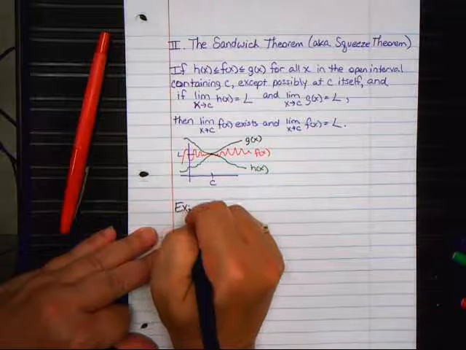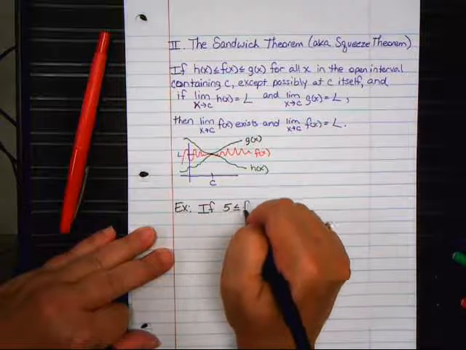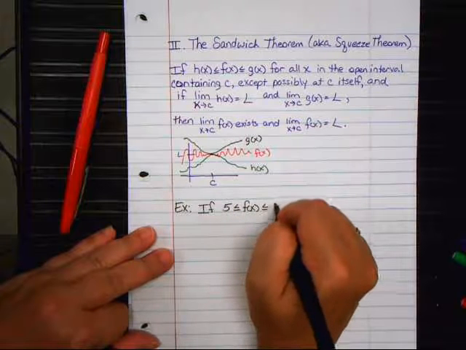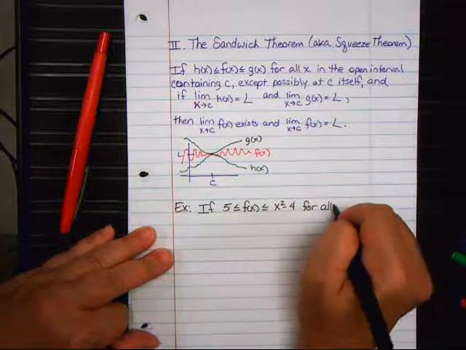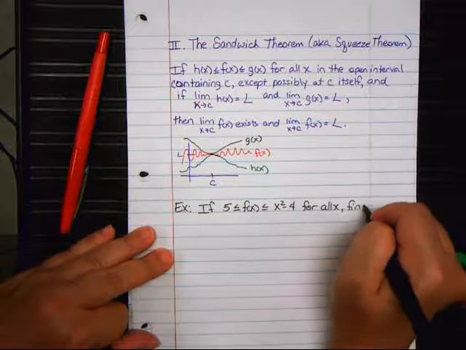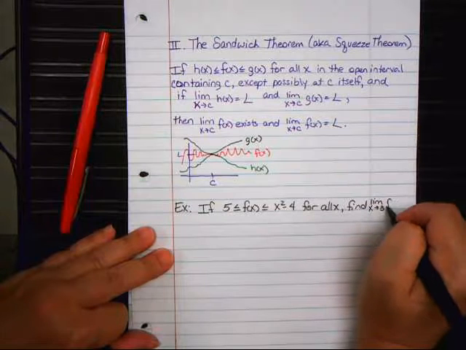For example, if 5 is less than or equal to f of x is less than or equal to x squared minus 4 for all x, find the limit as x approaches 3 of f of x.